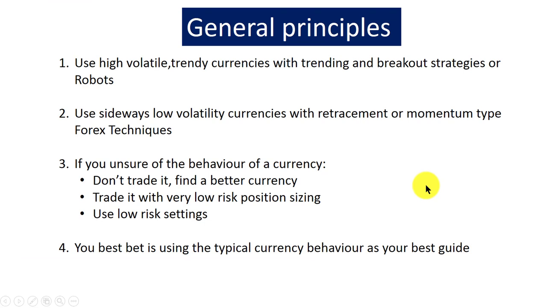Okay, let's look at some general principles that we've learned so far. Firstly, use high volatile trendy currencies with trending and breakout strategies or robots. Use sideways and low volatility currencies with retracement and momentum type techniques. And if you're unsure of the behavior of a currency, just don't trade it. Try and find a better currency, or trade it with very low risk, or use very low settings. Like if you're using the GTM and you don't know where the currency is going, just use a huge gap size or a grid size.